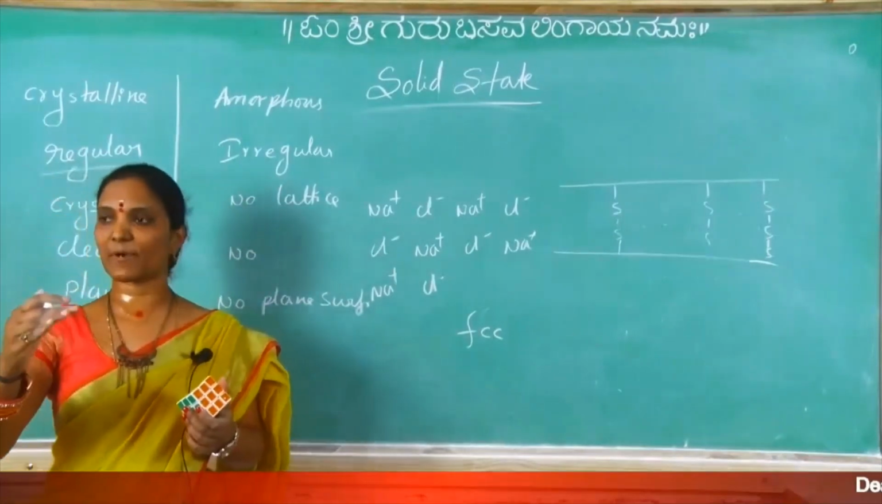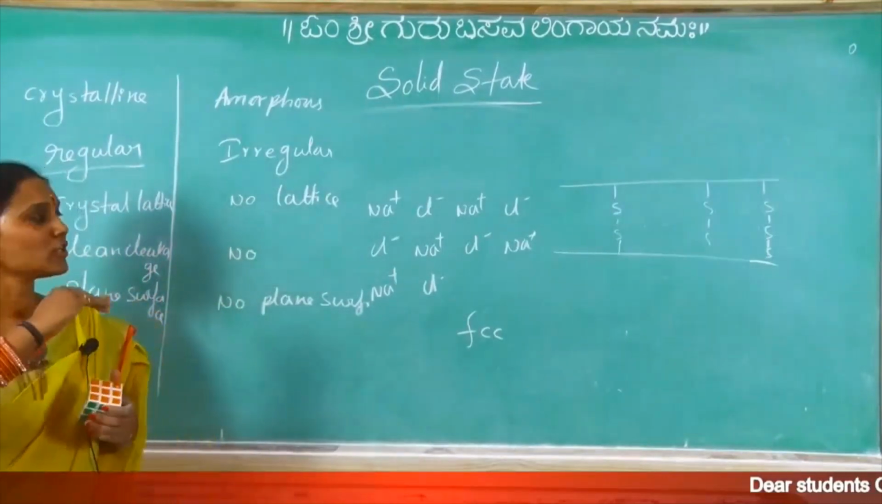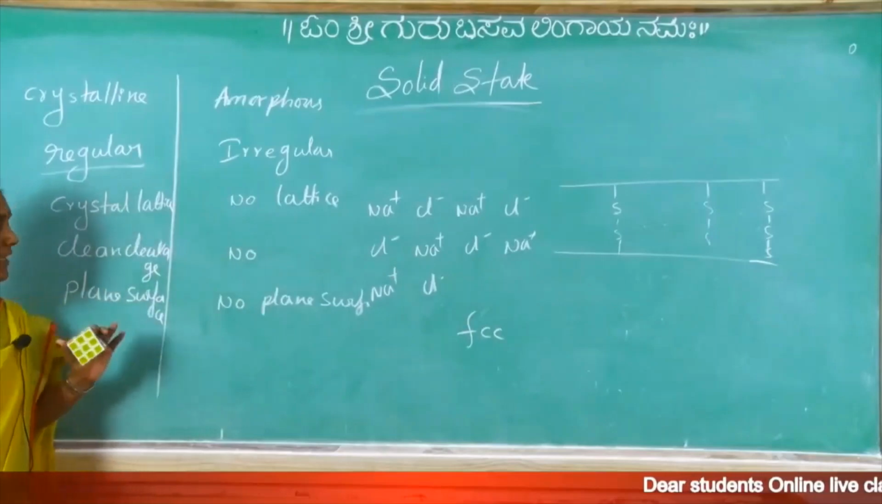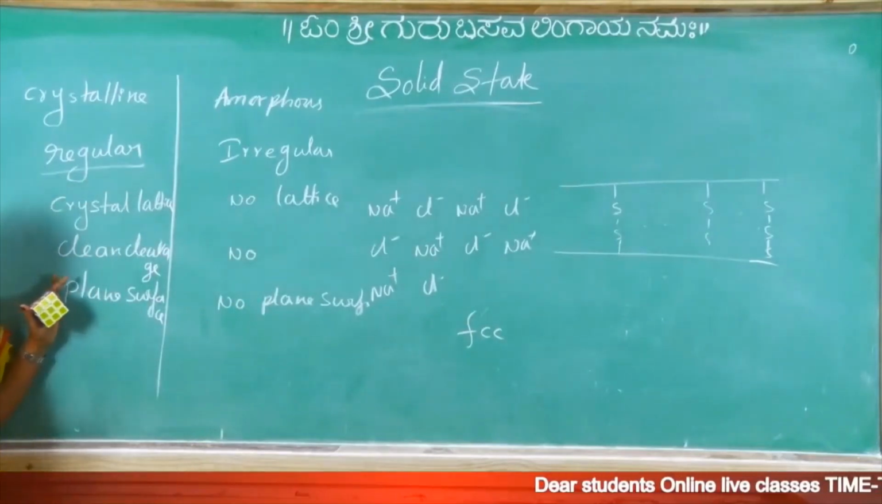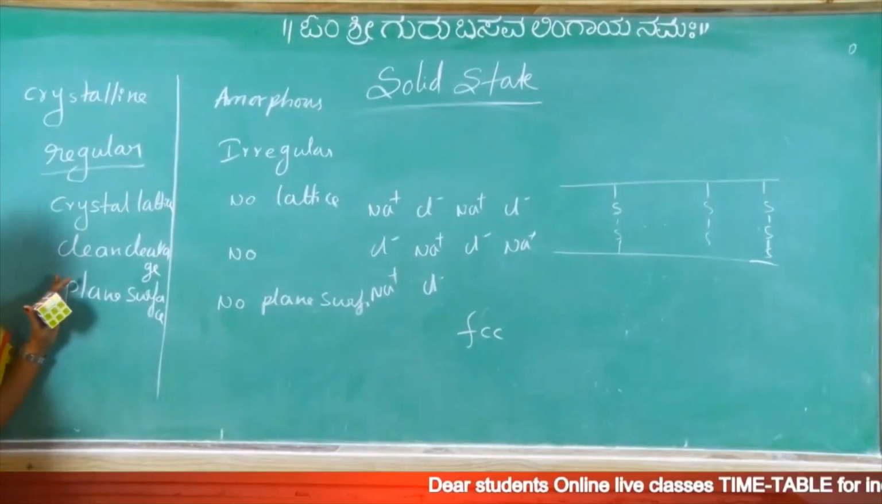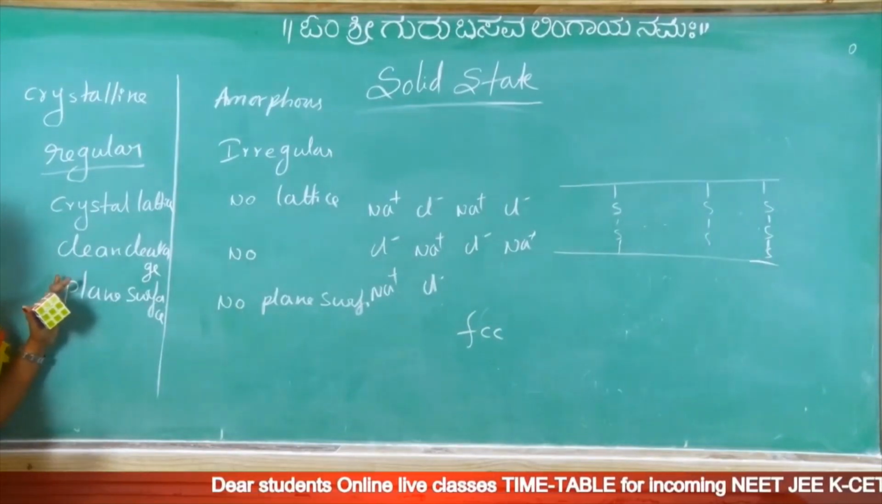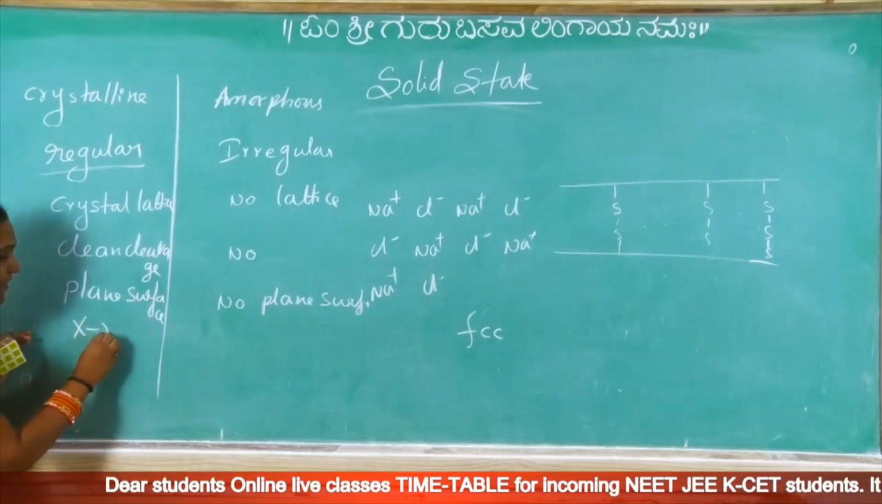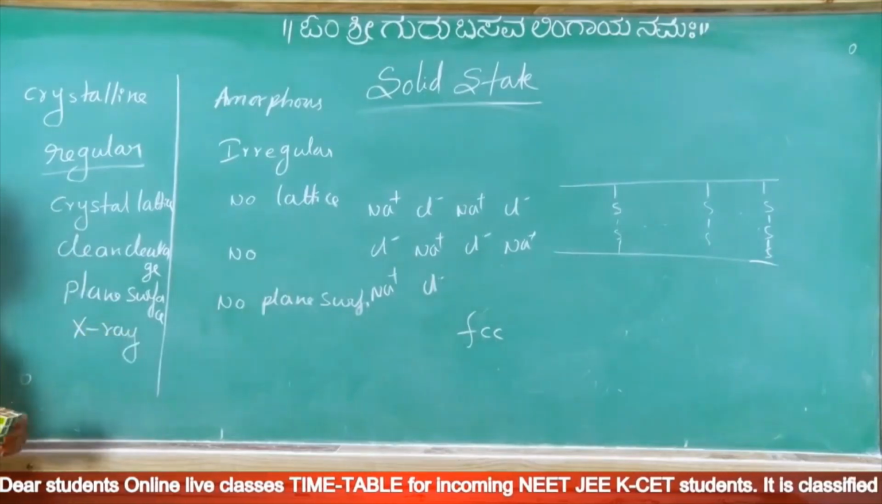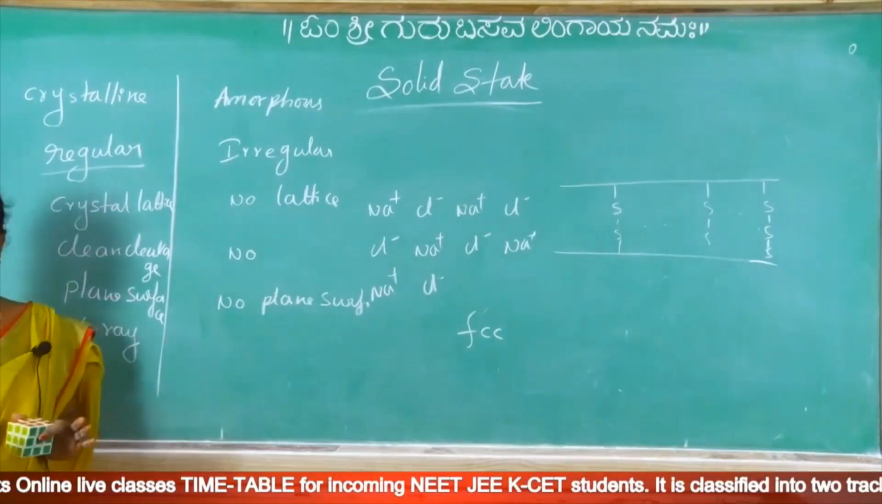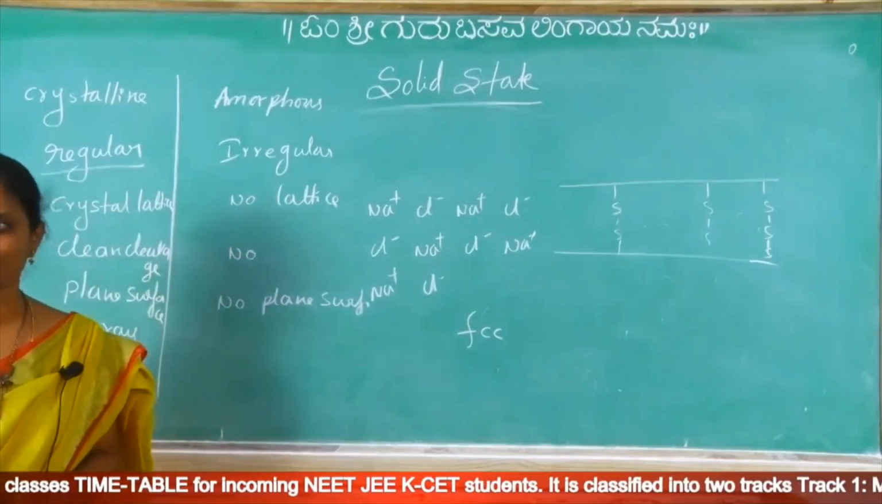X-rays are passed on this, and different planes are there, so diffraction with a definite angle takes place. If an exact arrangement is there, then X-ray diffraction is possible. Where is that regular arrangement? In crystalline solids. That's why only here X-ray diffraction is possible.